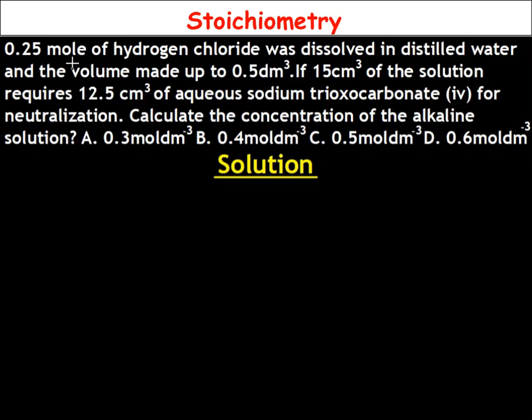We have it as 0.25 mole of hydrogen chloride was dissolved in distilled water and the volume made up to 0.5 dm³. If 15 cm³ of the solution requires 12.5 cm³ of aqueous sodium carbonate for neutralization, calculate the concentration of the alkaline solution.